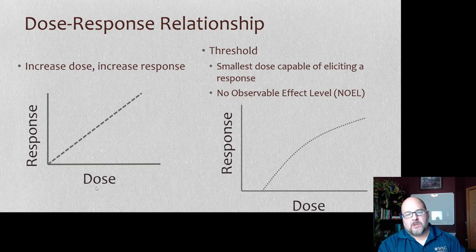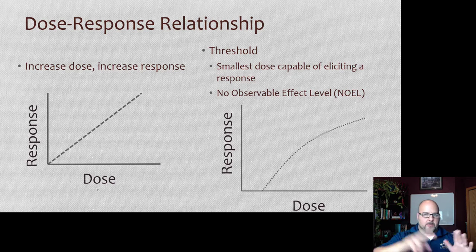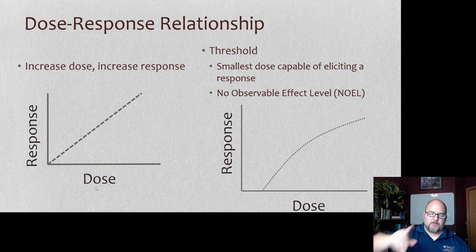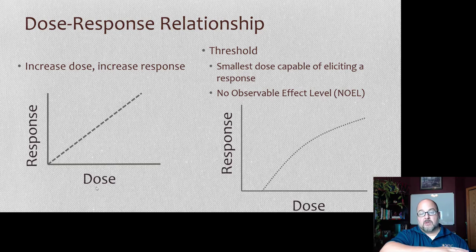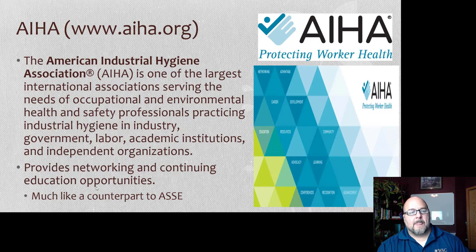Here is the dose response. There can be two different types. Now you may think the dose and response is a perfect line, but it's not. It's usually some sort of curve in which you start dosing and there's actually no response, and then it starts coming up, and then it reaches a peak and then it goes back down. Just depends. One group you need to be aware of is the American Industrial Hygiene Association.